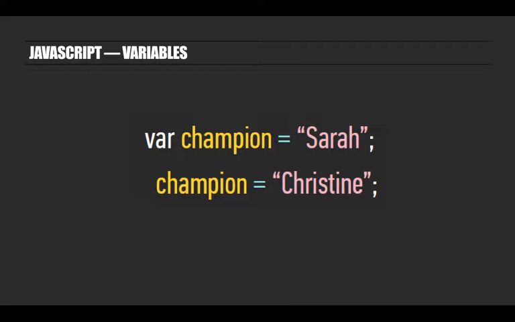So you're doing that without the var. Is that how you overwrite it? Yeah. Because we already made our variable champion, we don't have to make it again, right? We can just use it now. So now we're just taking the champion variable and setting it to Christine. So you can rewrite the values of your variables.